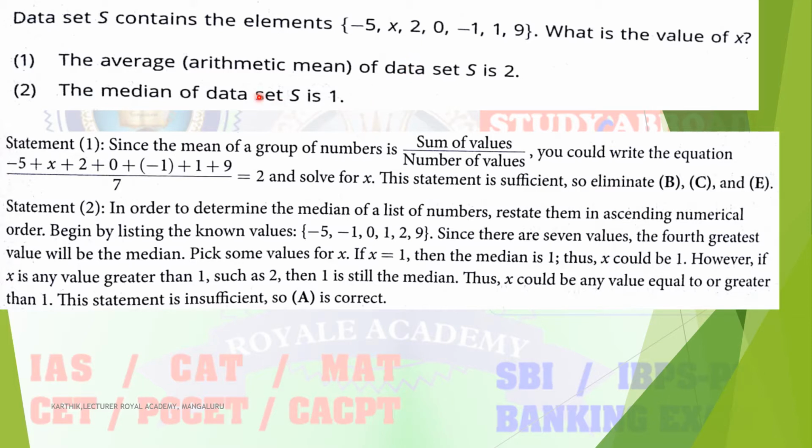Next, second statement, what is given? The median of the set S is given. Median is nothing but the middle value, and the middle value is 1. So first write in ascending order, just leaving out the value of x. Total how many digits are there? 1, 2, 3, 4, 5, 6. Six digits. Here the median value is 1, so on the left-hand side 3 digits are there, and on the right-hand side only 2 digits are there.